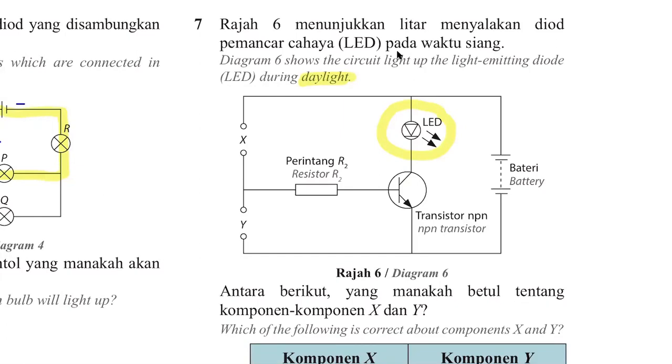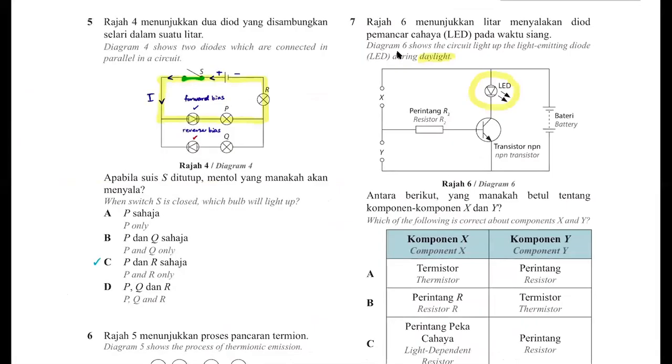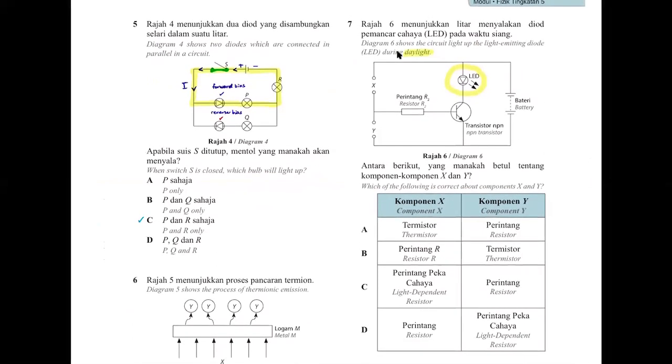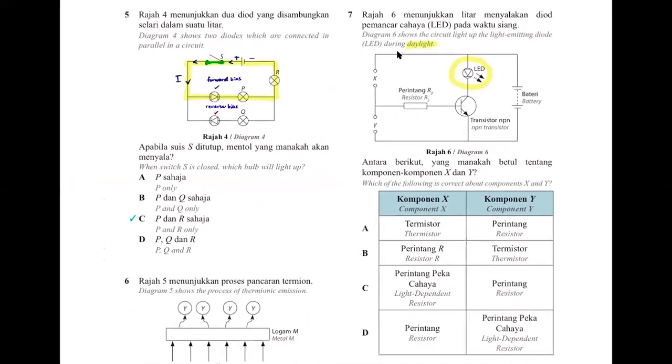Okay? So which of the following is correct about components X and Y? Apakah X and apakah Y? What do you need to have at X and also at Y? Answer C. X is, yes, X is LDR and Y is the resistor. Okay, let's check. Yes, answer is C.